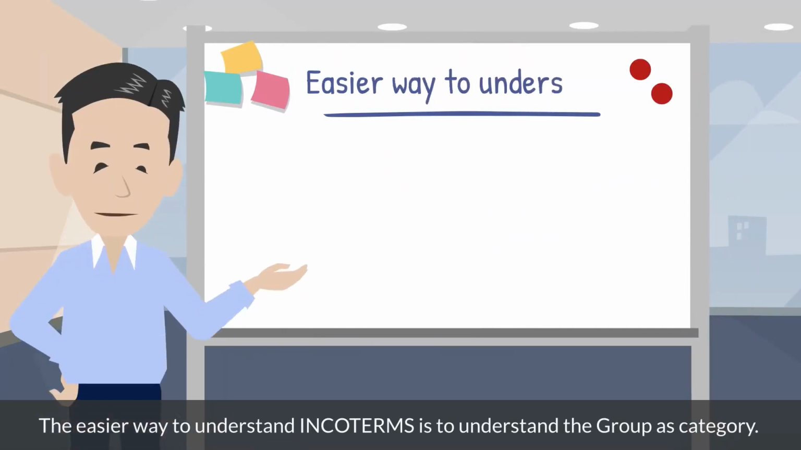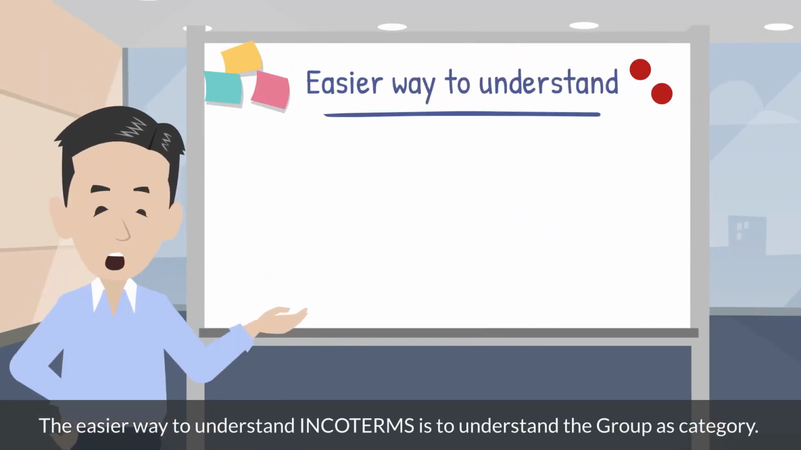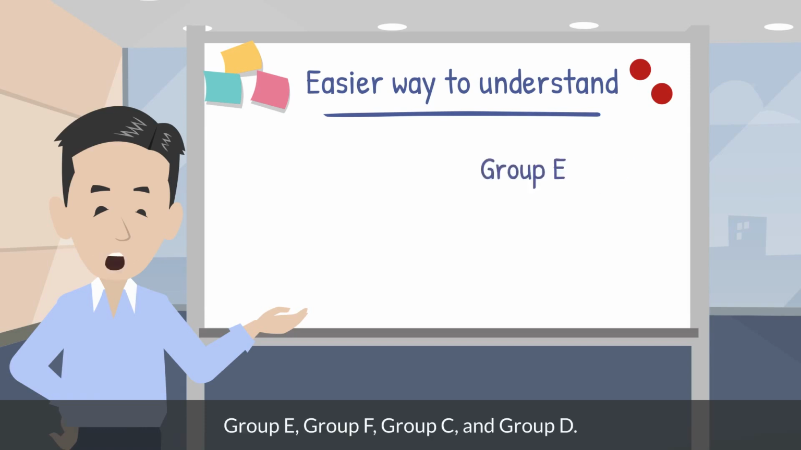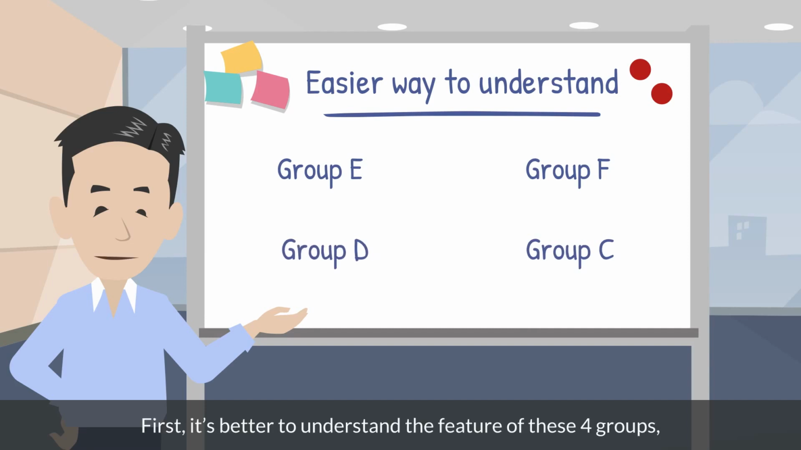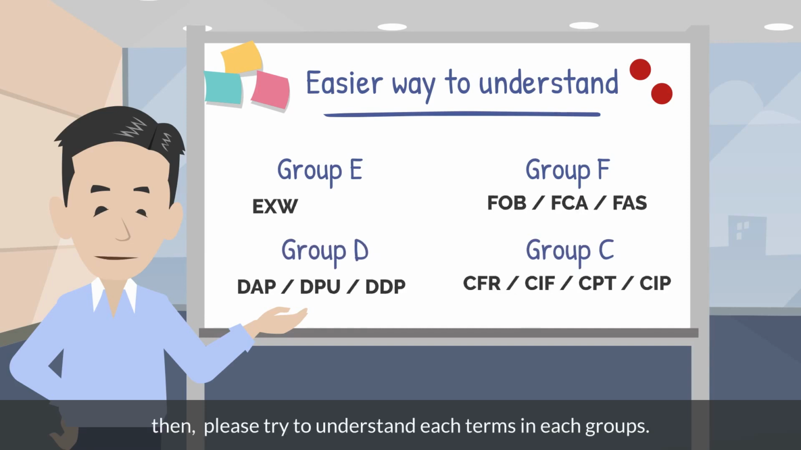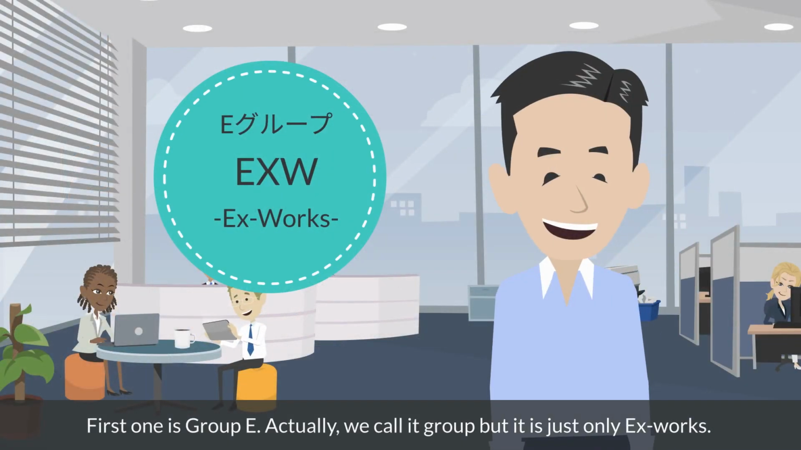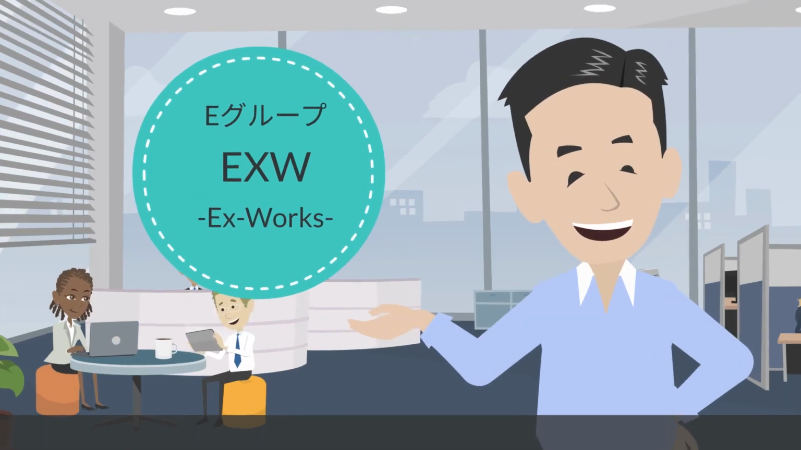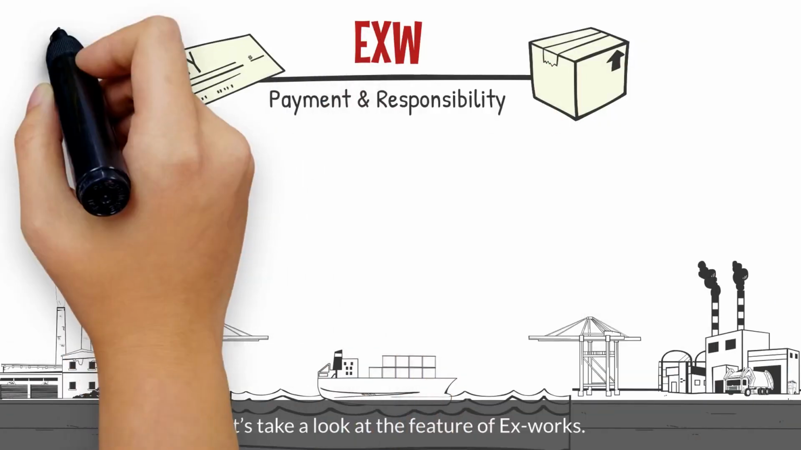The easier way to understand INCOTERMS is to understand the group as category. There are 4 groups: Group E, Group F, Group C, and Group D. First, it's better to understand the feature of these 4 groups, then, please try to understand each term in each group. First one is Group E. Actually, we call it group but it is just only EXW. Let's take a look at the feature of EXW.